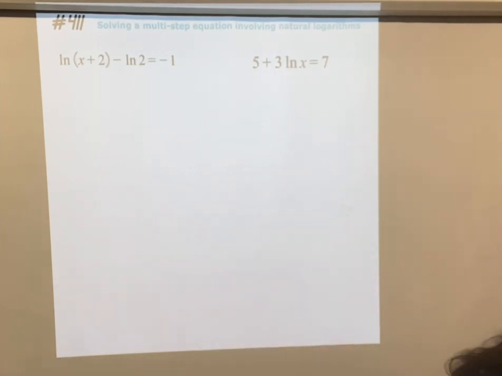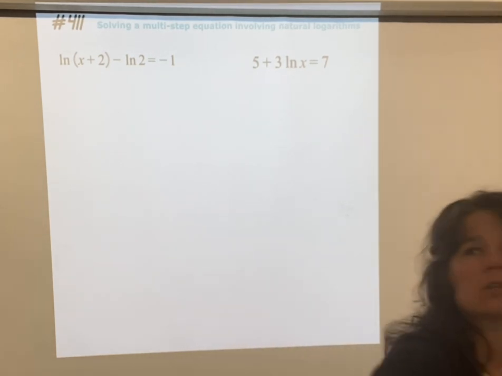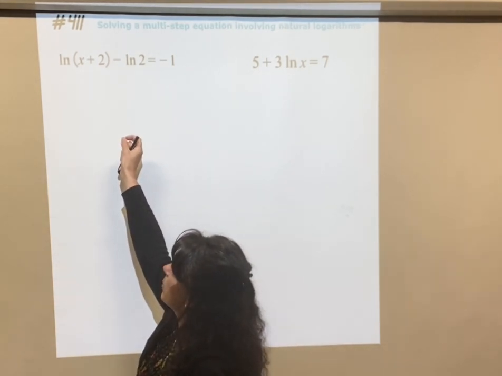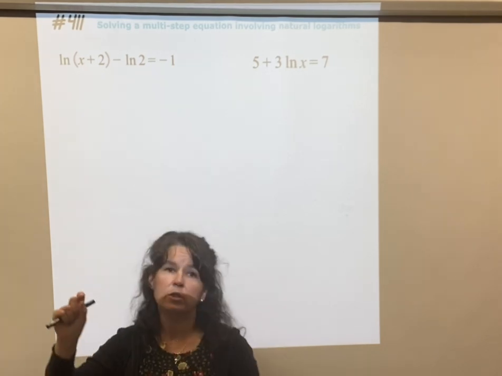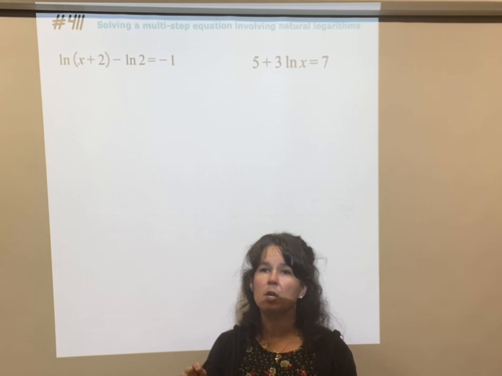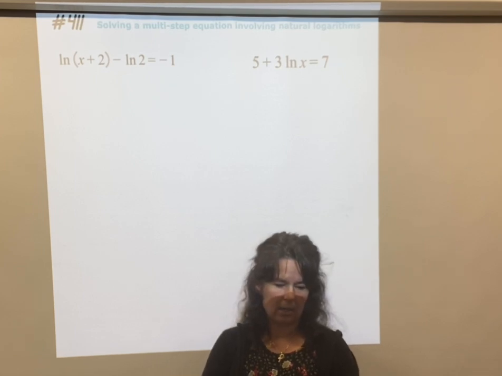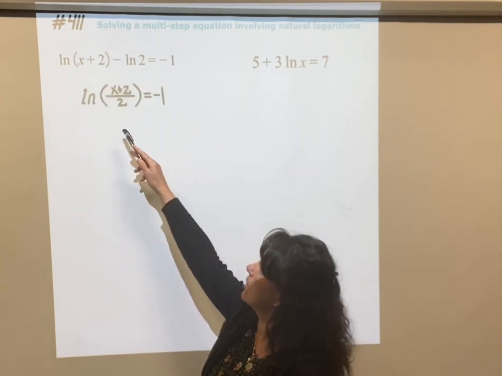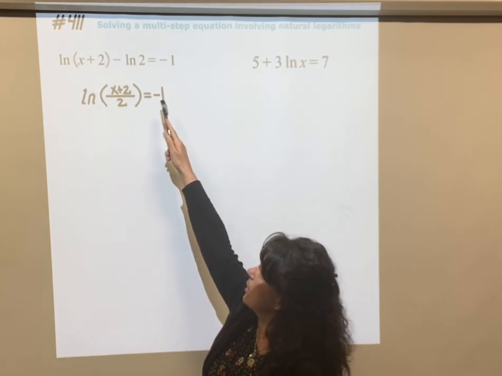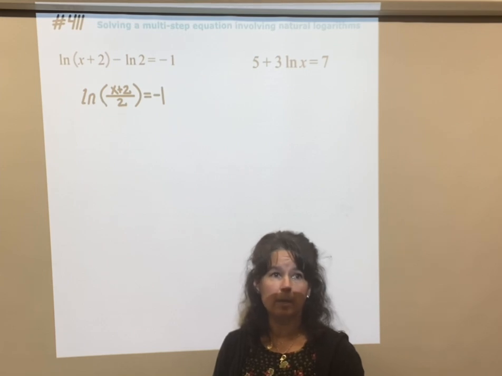In the first one here, what I'm going to do is push these two together to make one logarithm using the property the log of m minus the log of n equals the log of m over n. Okay, so I'm going to push those together. Natural log of x plus 2 is in the numerator and 2 is in the denominator.